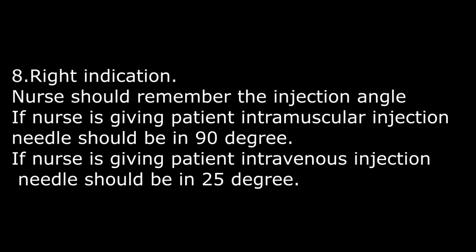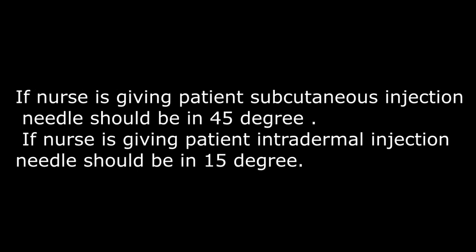The nurse should remember the injection angle. If the nurse is giving the patient an intramuscular injection, the needle should be at 90 degrees. For an intravenous injection, the needle should be at 25 degrees. For a subcutaneous injection, the needle should be at 45 degrees. For an intradermal injection, the needle should be at 15 degrees.